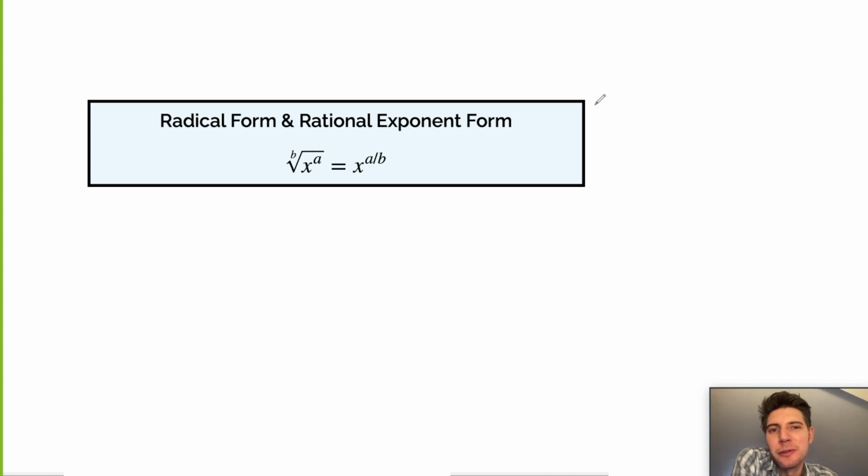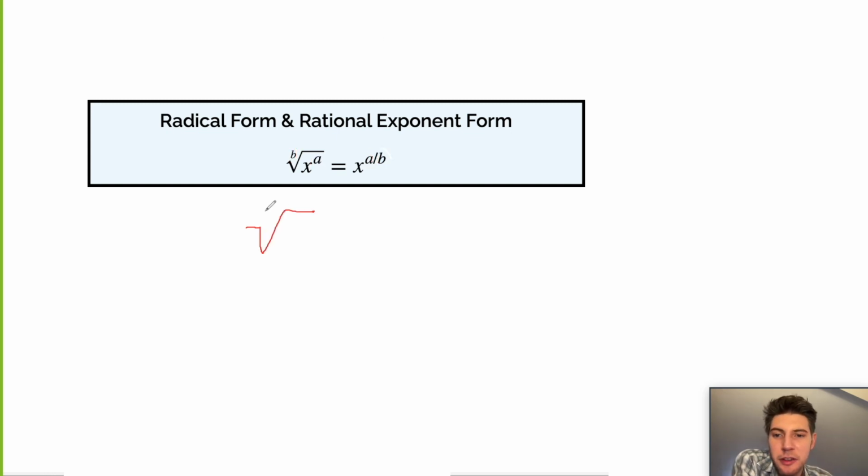Radical form and rational exponent form. The idea of these is the denominator of your fractional exponent is the same thing as the root number. And then the number up here is the same thing as your numerator number. I'll show you a couple examples.